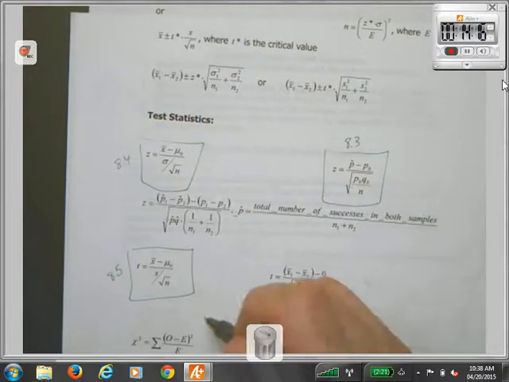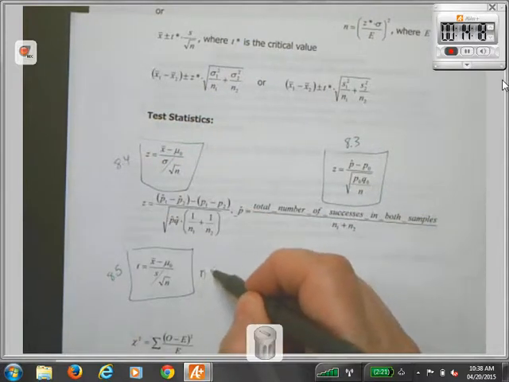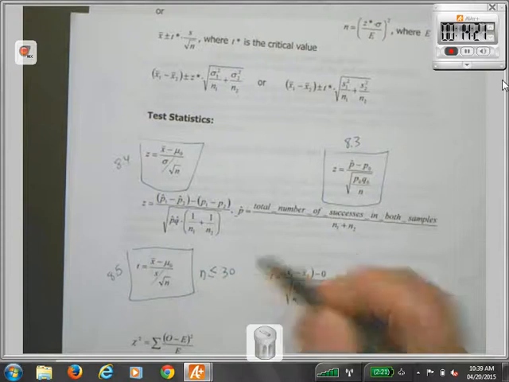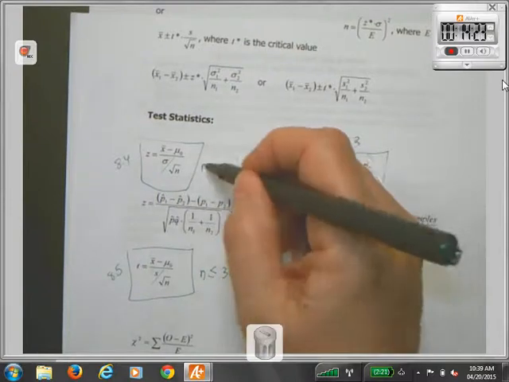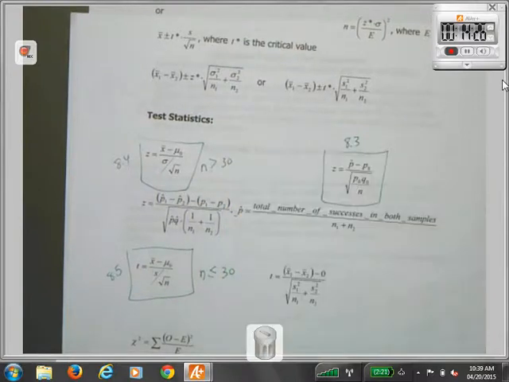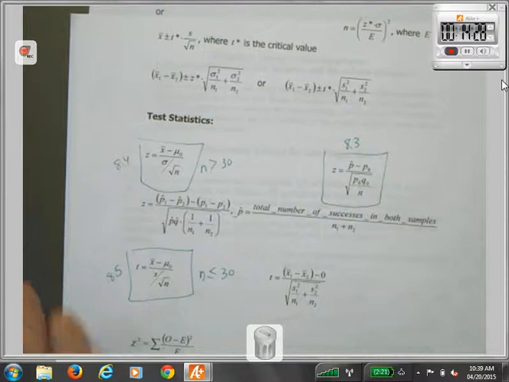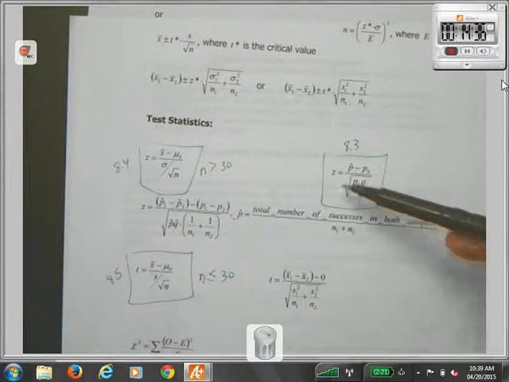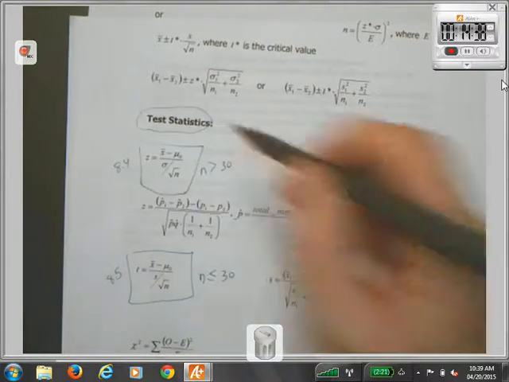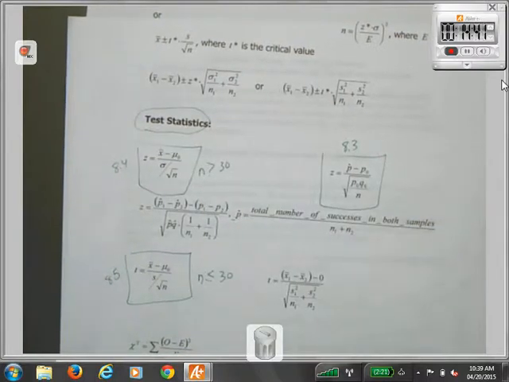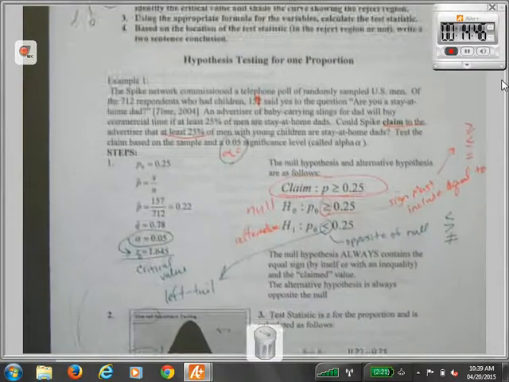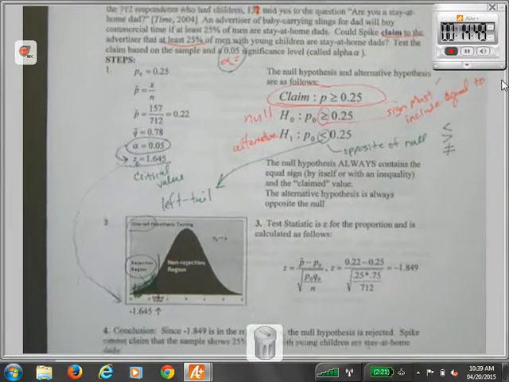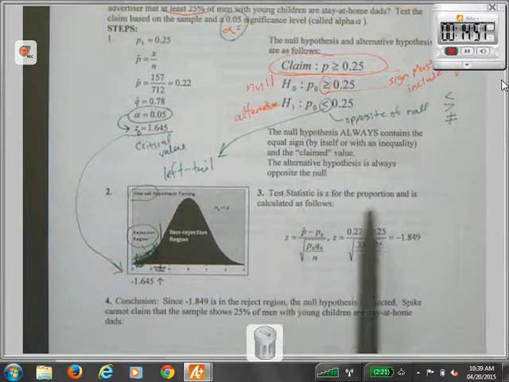This t is just like with the confidence interval when n is less than or equal to 30. And this z is when n is greater than 30. But we'll get there next time, or later in the week. So 8.3 is the hypothesis test for the proportion, and this z is called, as this section says, a test statistic. So when we get back to the example sheet, the test statistic z for the proportion is calculated as follows.